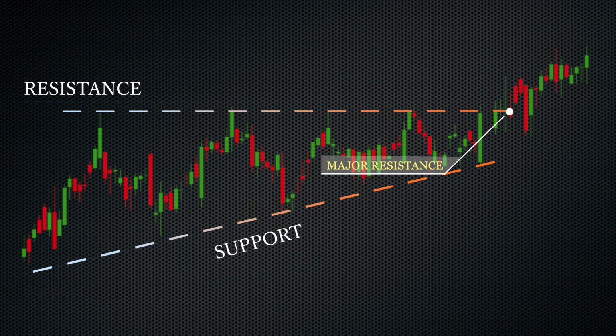Normally we have one pullback to the resistance as well. This sort of chart pattern happens when we get into a major resistance. It's really important to identify the horizontal resistance and find the best way to get into this kind of trade.